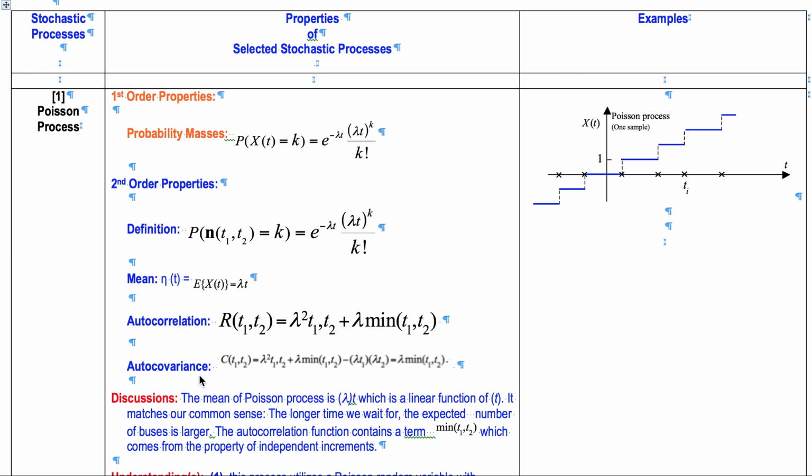Now, in regard to discussions, what came up is the mean of the Poisson process, lambda t, is a linear function of t. It matches our common sense. The longer time we wait for the expected number of objects, points, buses, whatever, it's just larger. The autocorrelation function contains a term min of T1, T2, which originates from the property of independent increments. Okay, that's the end of the first section of part 1.